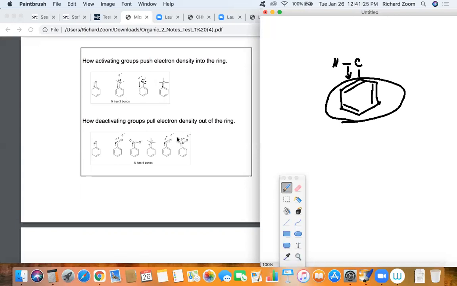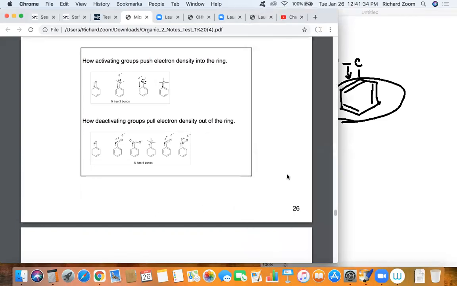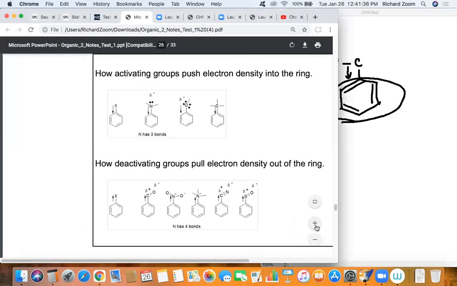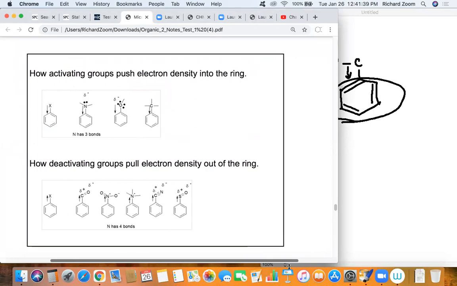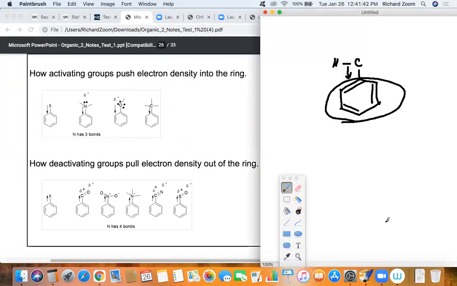Deactivating groups do the opposite. They pull electron density out of the ring. You'll notice they all have something in common. So I'm going to expand this a bit. Look at what all the deactivating groups have in common. Either they have a delta plus on the C or N or whatever, or they have a full-blown positive charge, and this is on the atom directly attached to the ring. Because of this, the electron density ends up getting pulled out of the ring. And that's what they all have in common.